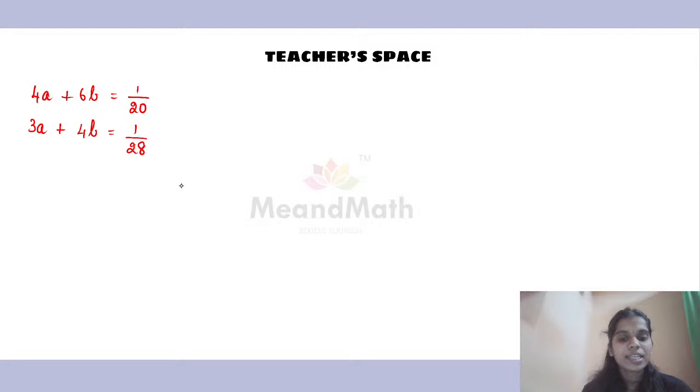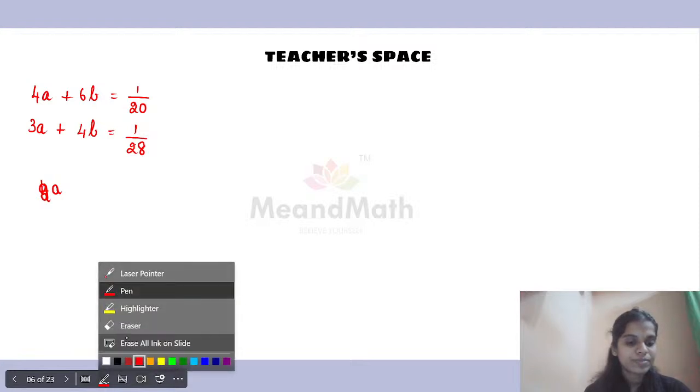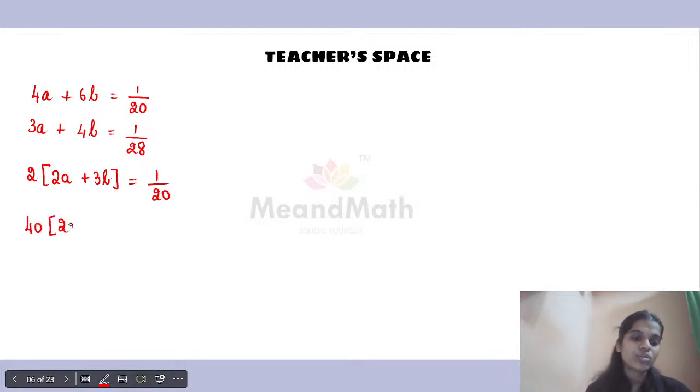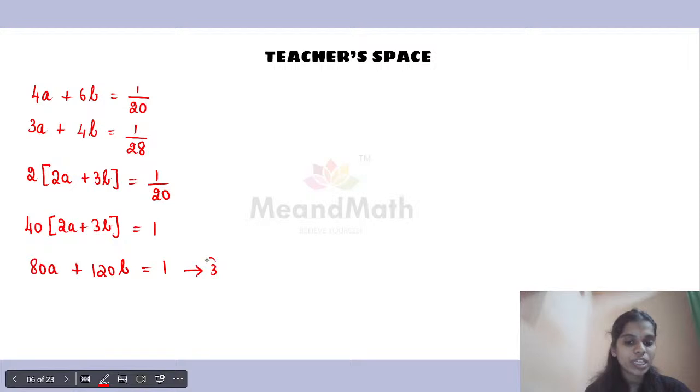Okay? Now try solving it. We can use elimination method. I'm just writing like this. 4a, we have a common factor, so I'm taking 2 as a common one here. 2 into 2a plus 3b equals to 1 by 20. We can take 20 to the opposite side. So 40 into 2a plus 3b equal to 1. So 80a plus 120b equals to 1. Let it be equation 3.